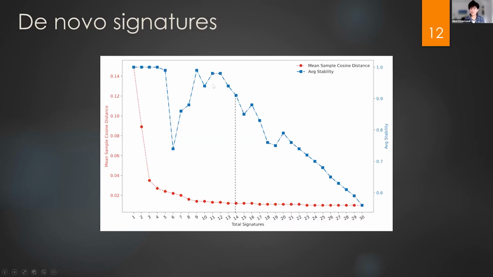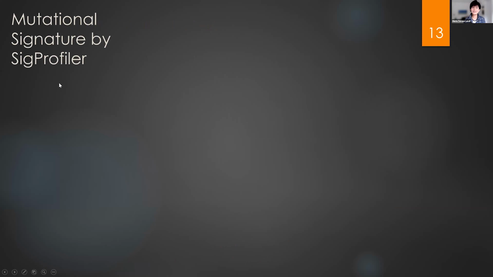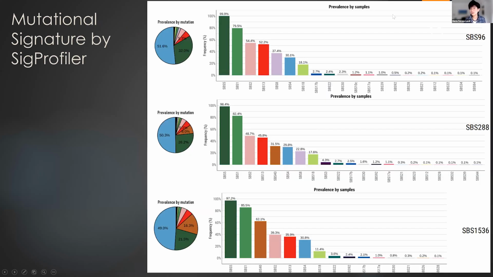So first we extracted the de novo signatures. We identified approximately 14 with 0.9 average stability. Then we assigned the signatures using SigProfiler and tested different mutation type combinations. So we tested 96, 288, and 1536. And we saw major differences across them.